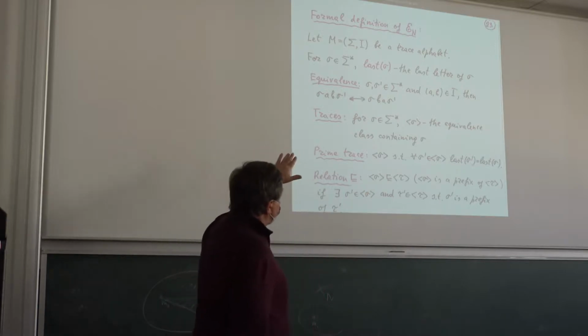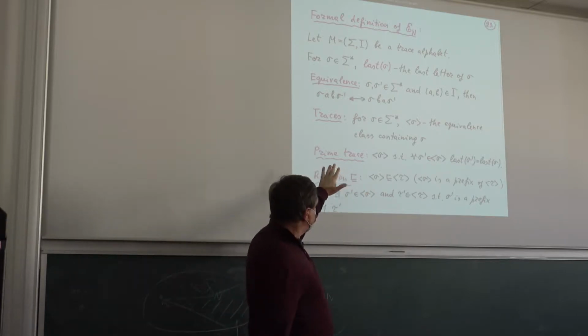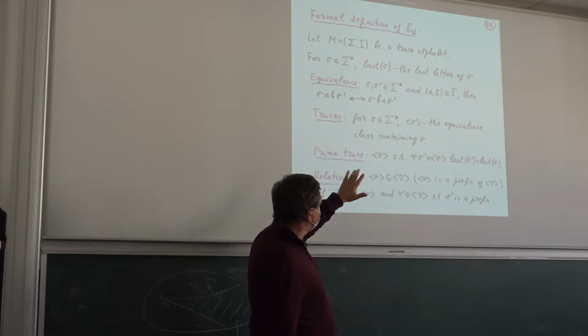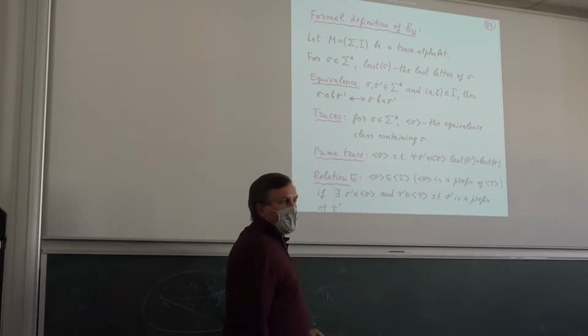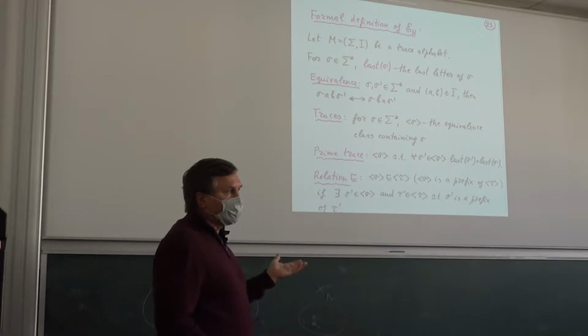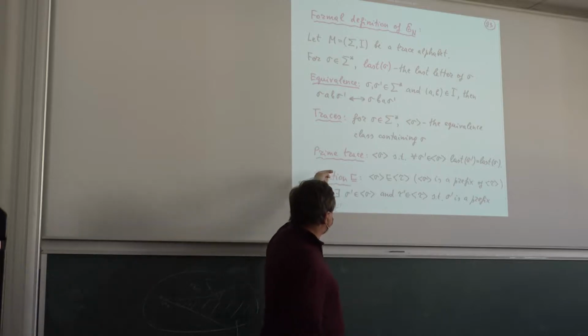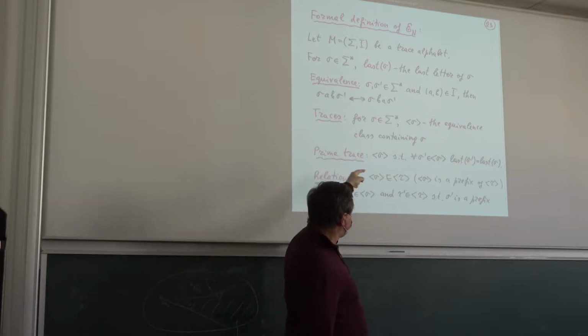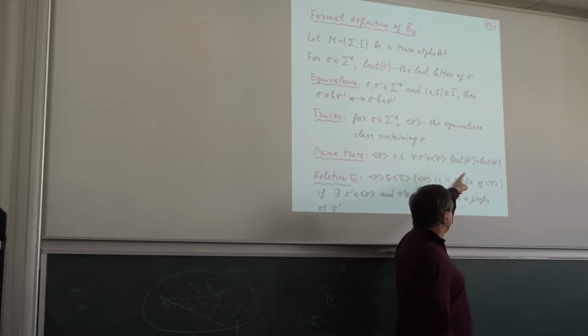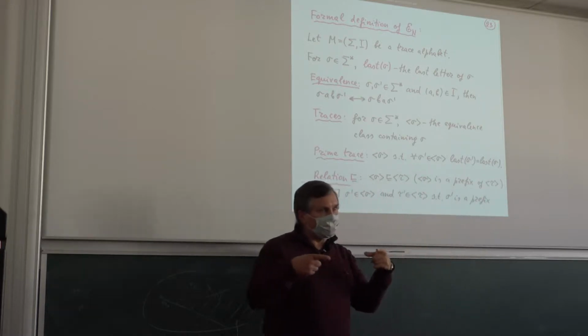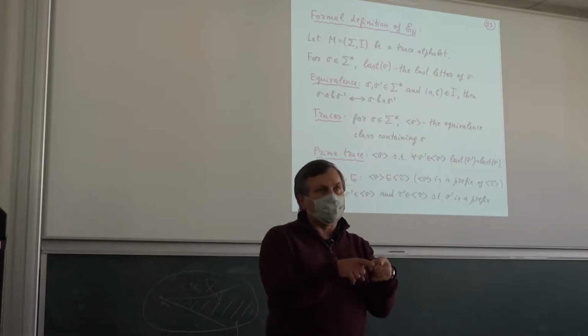And this gives you the traces. What are the traces? The traces are the equivalence classes of this relation. They are also called Mazurkiewicz traces, but okay. And what are the prime traces? The prime traces are the traces for which any word ends in the same letter. All words in this trace have the same last letter.